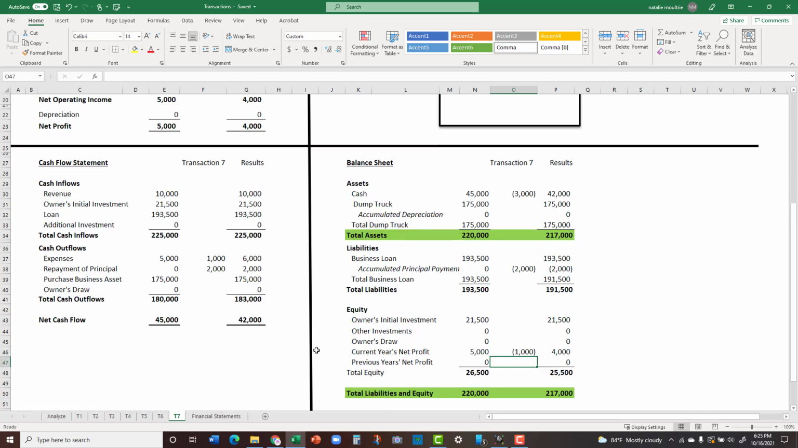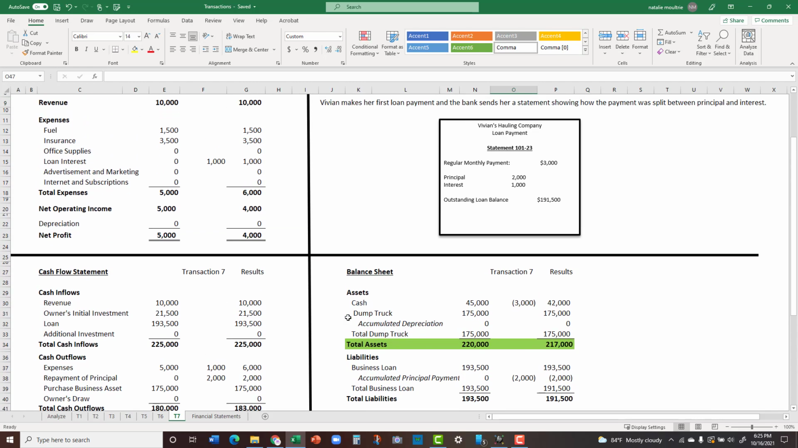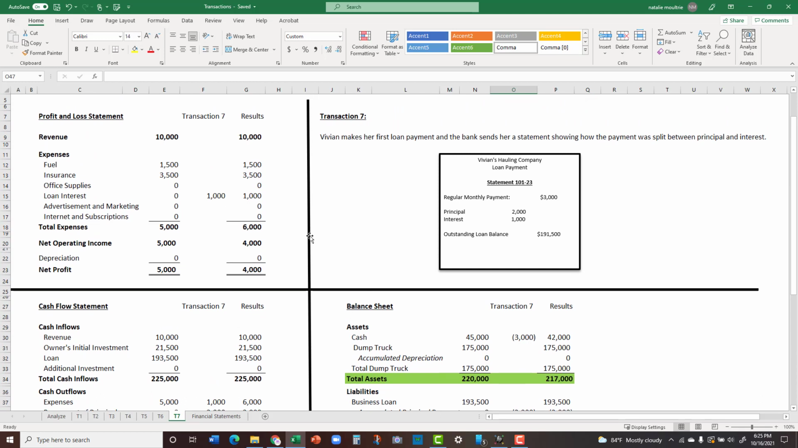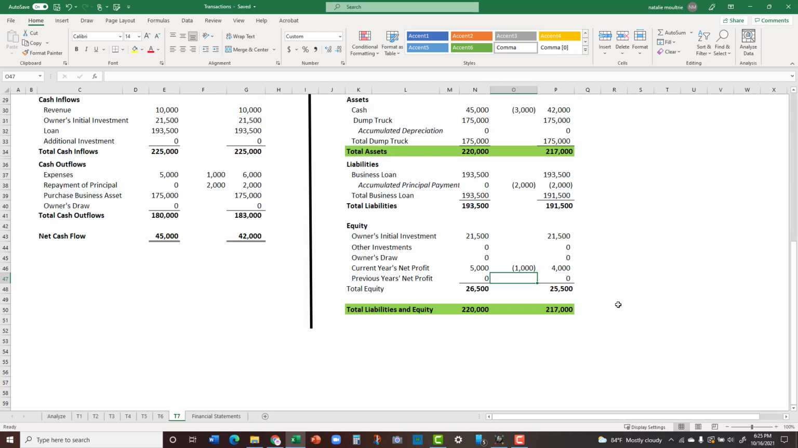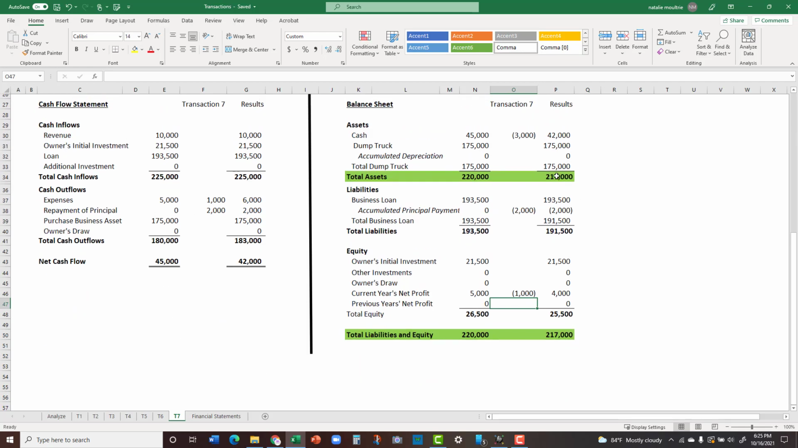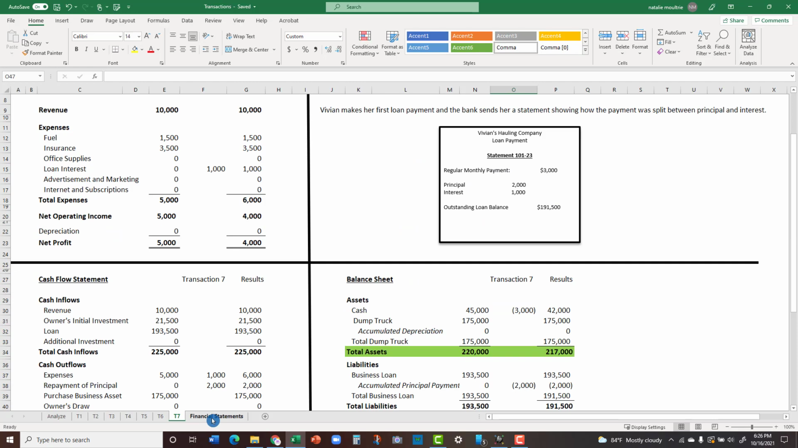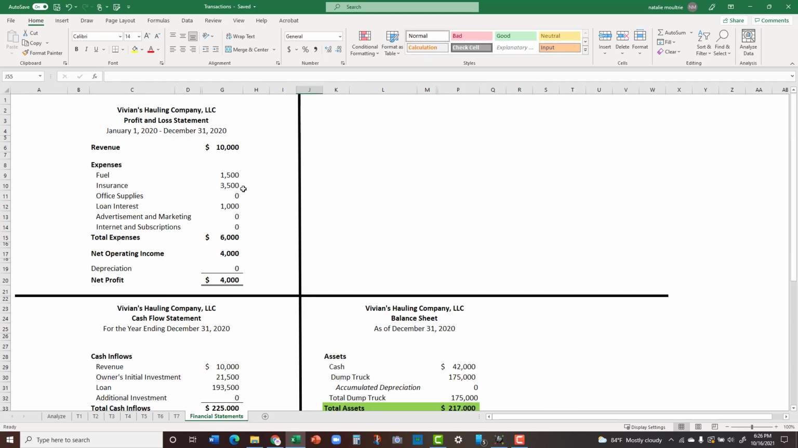So at the end of transaction 7, what we've done is we've built our financial statements. At the end of transaction 7, we have a profit and loss statement balance of $4,000. We have a cash flow statement balance of $42,000. And our balance sheet statement in assets and liabilities and equity of $217,000. So this last tab we have here just kind of sums things up and puts our headings in place.